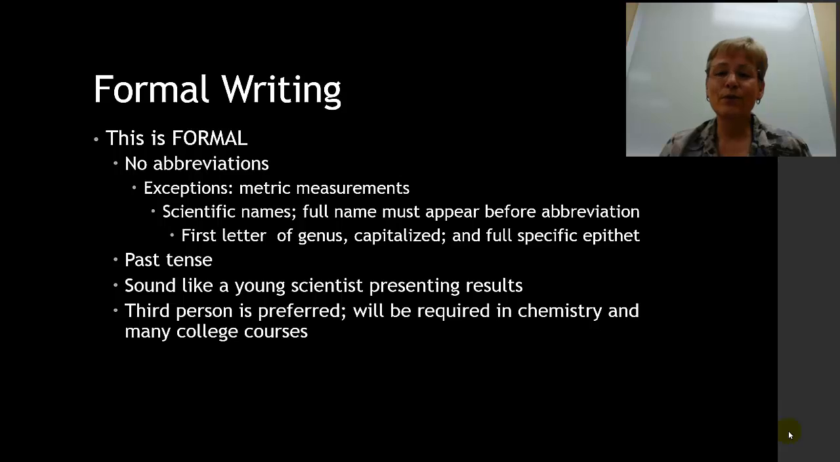Third person is preferred. I'm not going to require it in honors biology, but understand that it is required in honors chemistry, and it will be required in many of your college courses. So if you want to go ahead and get in the practice, especially if you're taking honors chemistry at the same time and you don't want to change too much and you want to get into that routine, that's fine. It is more correct. So in third person, you would say the student carried out the lab instead of I carried out the lab, or she carried out the lab.